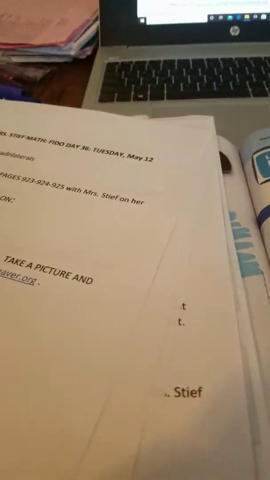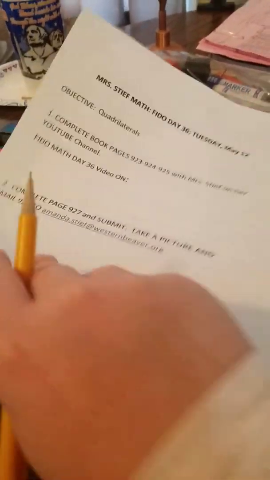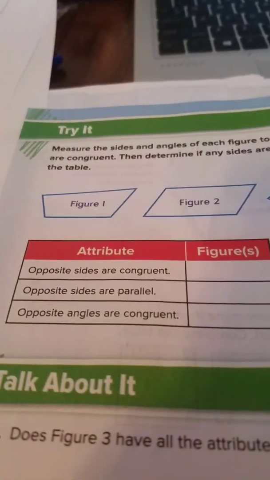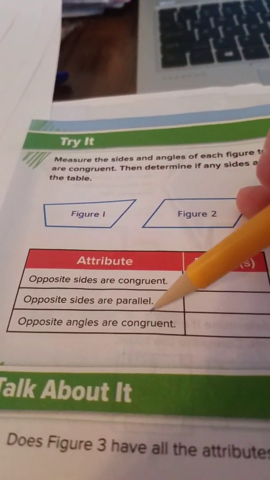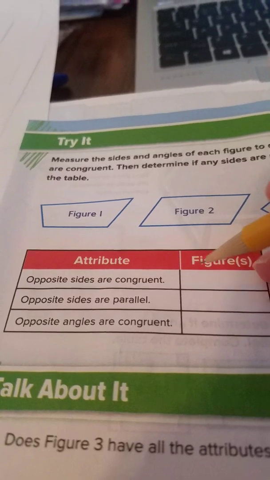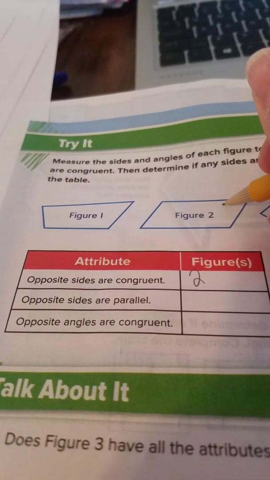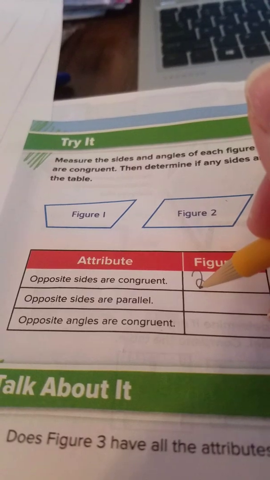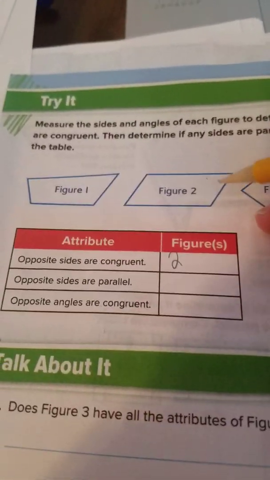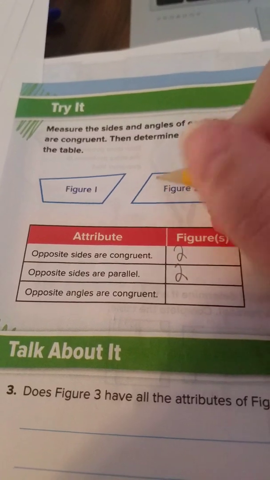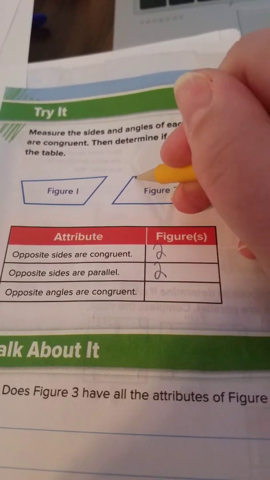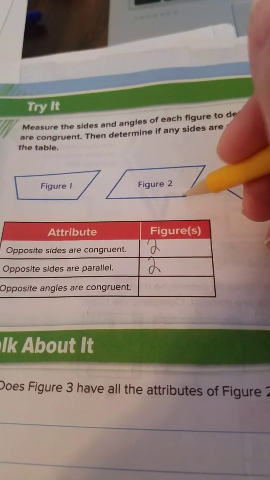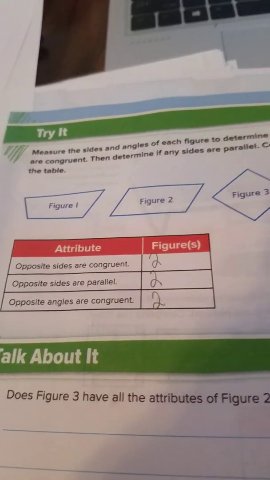Alrighty. Let's go to page 924. Very similar thing again. Let's look at these together. And I can tell you right now, figure 1 doesn't have any of these things. Figure 2, the opposite sides, top and bottom look equal, right and left look equal. Top and bottom look parallel, right and left look parallel. This angle and this angle are both acute angles. This angle and this angle are much wider. They're both obtuse. So 2 goes there.